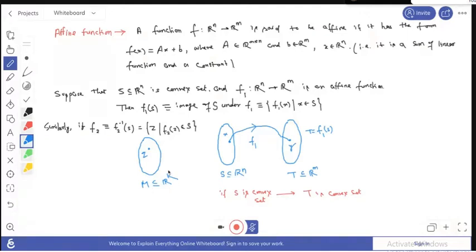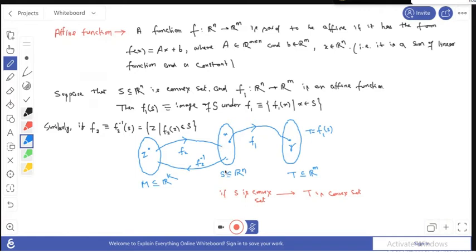What is F2? F2 is a mapping from this to this. And the mapping from this set back is F2 inverse. So you take F2 inverse of S, this is your z, and F2 of z belongs to your set S.